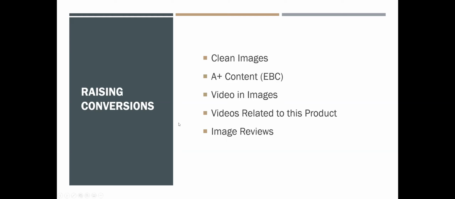So you want nice, clean images, a main big image that we talked about. You want your A+ content. That's going to raise the bar a little bit. You want that video in your images. That's super important. It'll raise it a point or 2 or even up to 4 points we've seen.